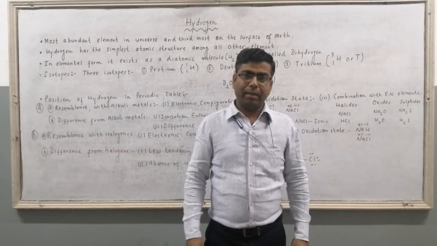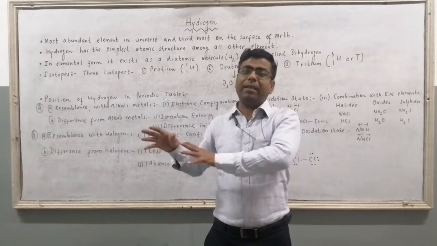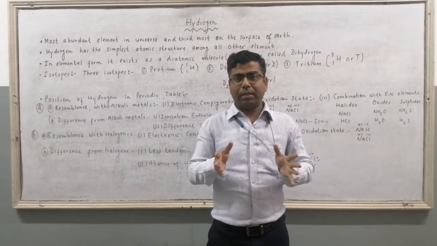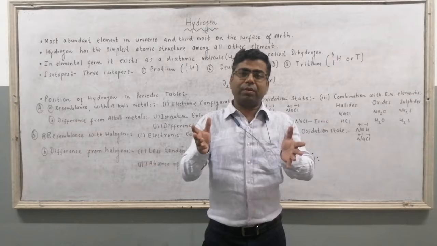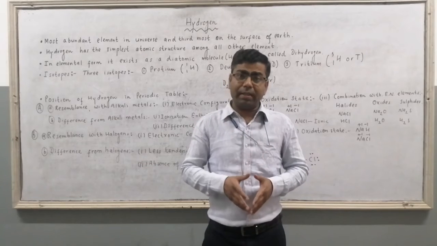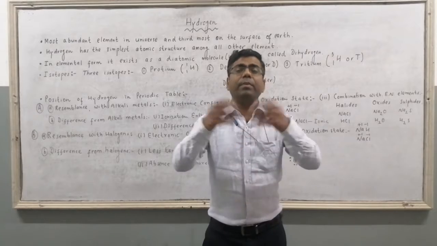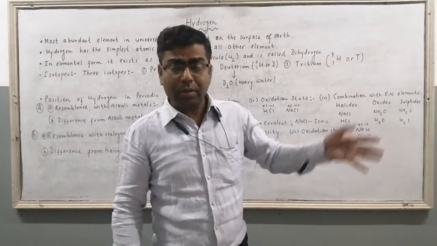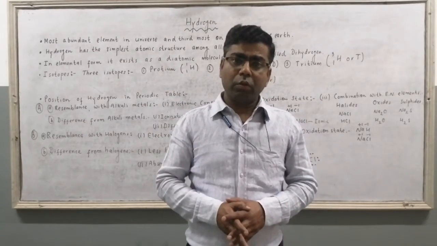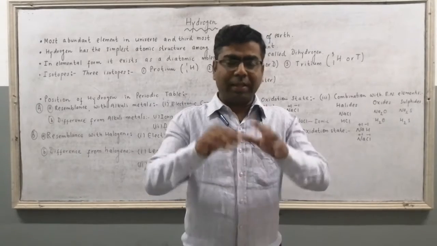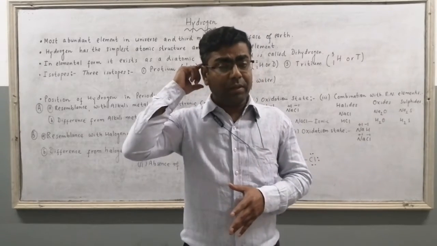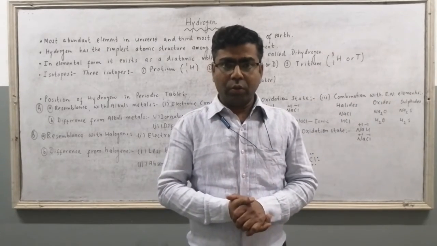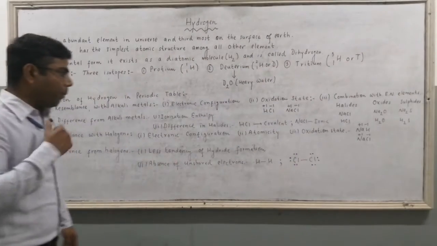That's why it is placed separately in the periodic table, because it resembles alkali metals. It has properties which are similar to alkali metals, and it has a few properties which are similar to halogens. So just to stop the debate whether it is to be placed with alkali metals, that is group 1 elements, or group 17 elements, it is placed separately.